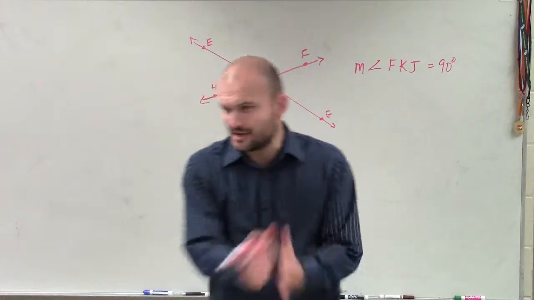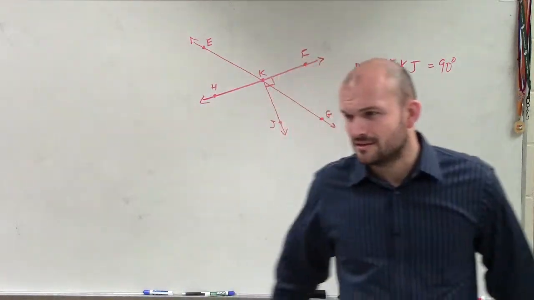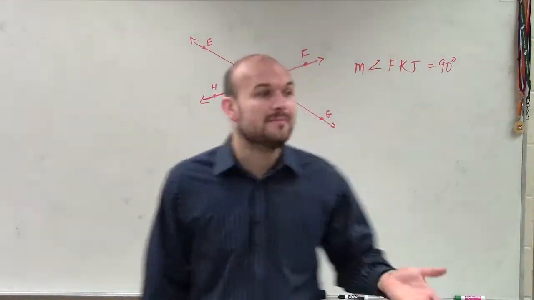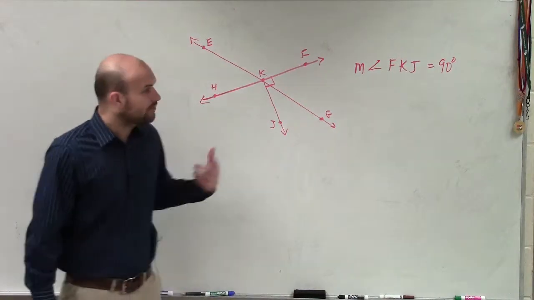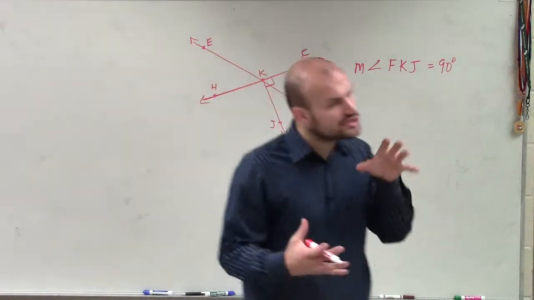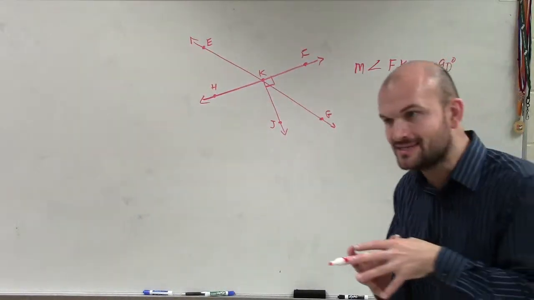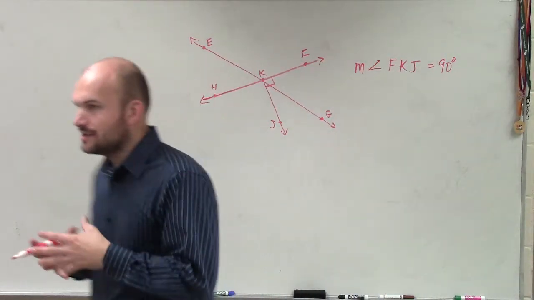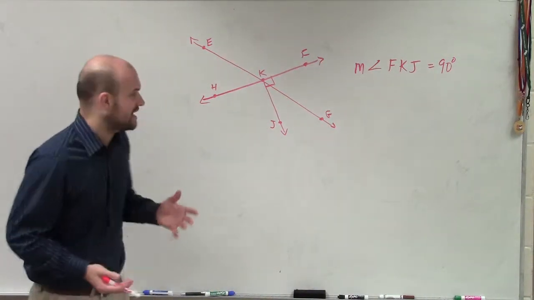Asia, do you remember what adjacent angles share? They share a common side and a vertex. Yeah, they share a common side and a vertex. All right. So what I'm doing is I'm looking for two angles that are smaller than 90 degrees that are going to share the same side and the same vertex.